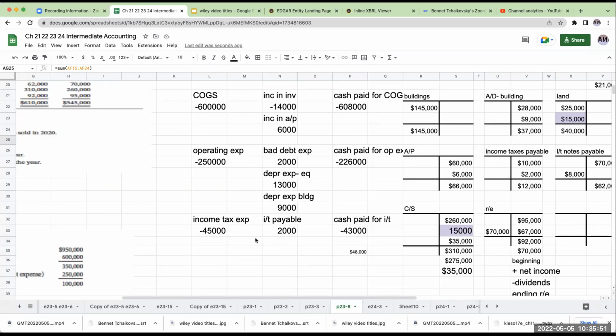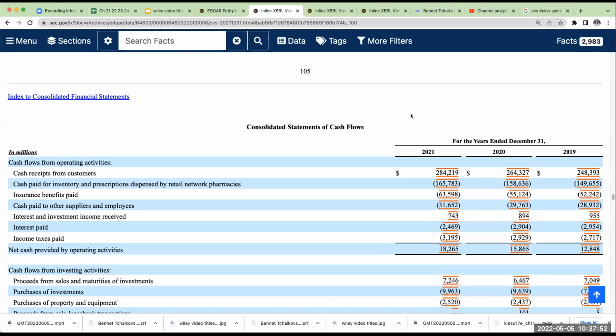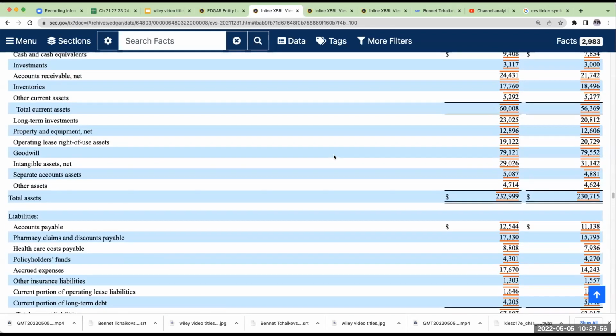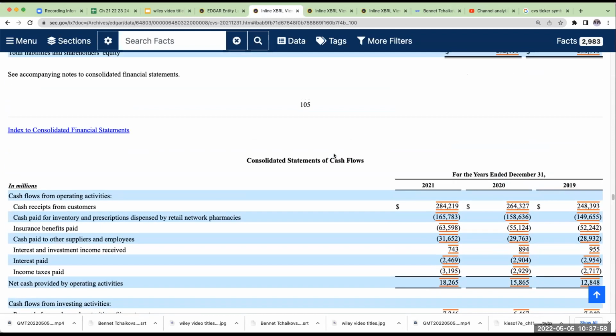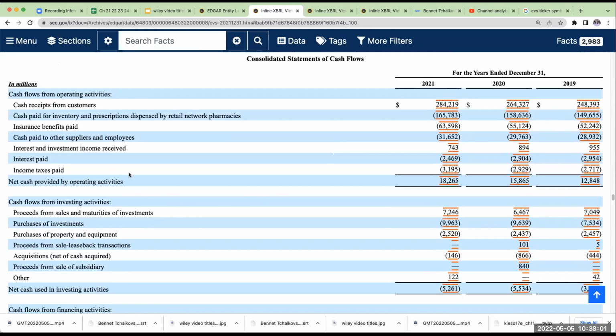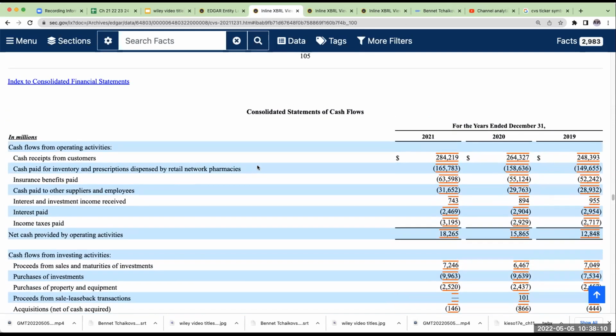I think the only company I've seen, and let me just pause real quick. Okay, so here's CVS Pharmacies. And if we look at CVS, what you'll see is they have cash receipts from customers, cash paid for inventory and prescriptions. So this is what they go through and show. They're using the direct method. This is one of the only companies that I know, and I want to thank a student of mine from years ago. It was Katie. I want to thank her for pointing this out to me.